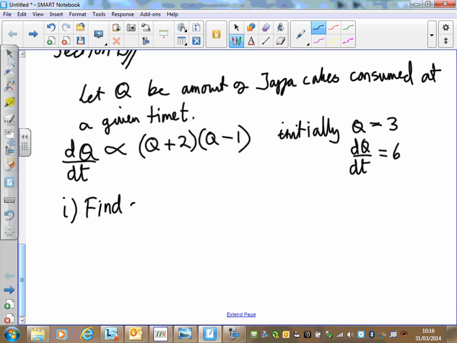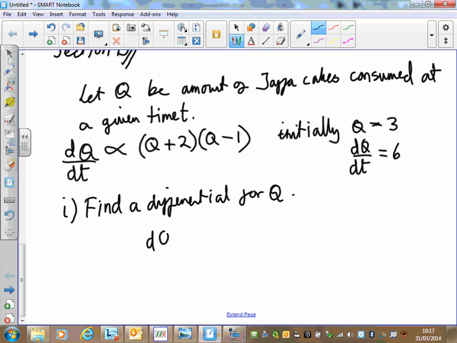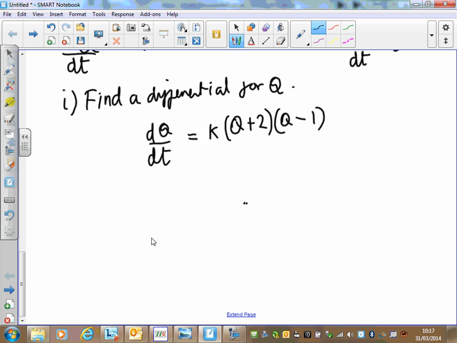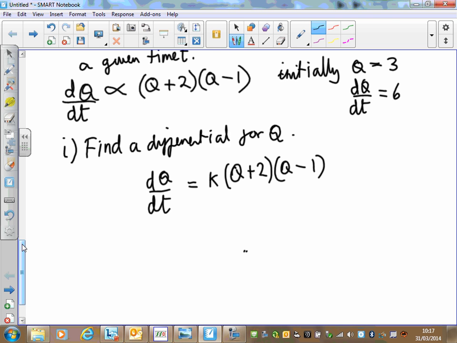And the first question they might ask is find a differential equation for Q. So this is just forming the differential equation. We've got to really remember how we use proportionality here. So how can we change this proportionality statement into a differential equation? Don't you have to set it equal to a constant times it? Yes. So it's equal to, we often use k, (Q plus 2)(Q minus 1). Good. And we need to find k. How do we find k with the information I've given, Steph?